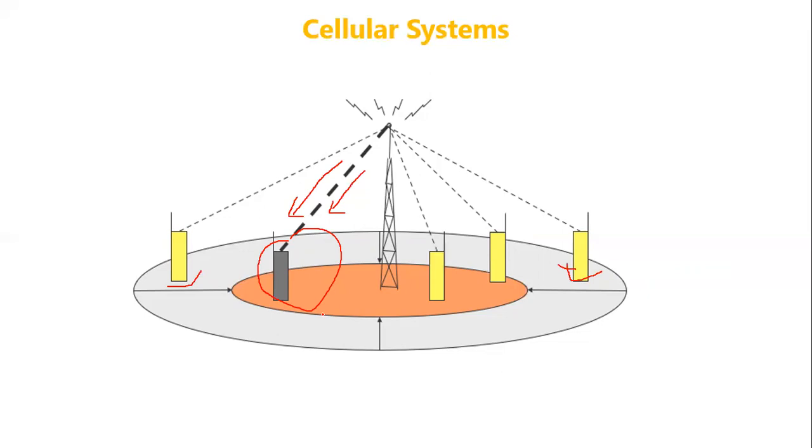And robustness. Cellular systems are decentralized, and so robust against the failure of a single component. If one particular component fails, the entire system will not fail. That is what is called robustness.